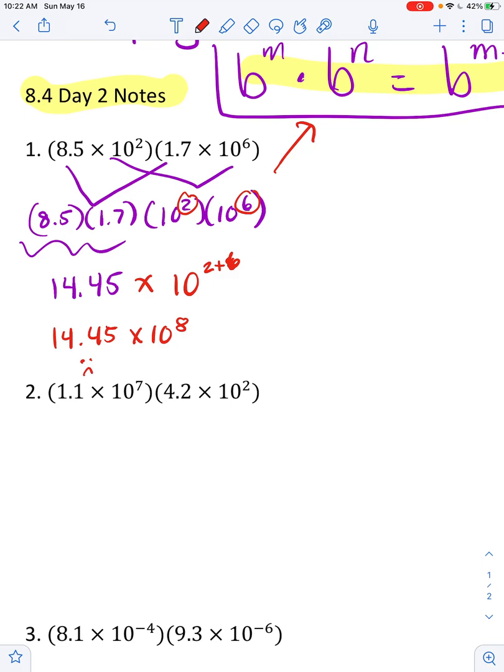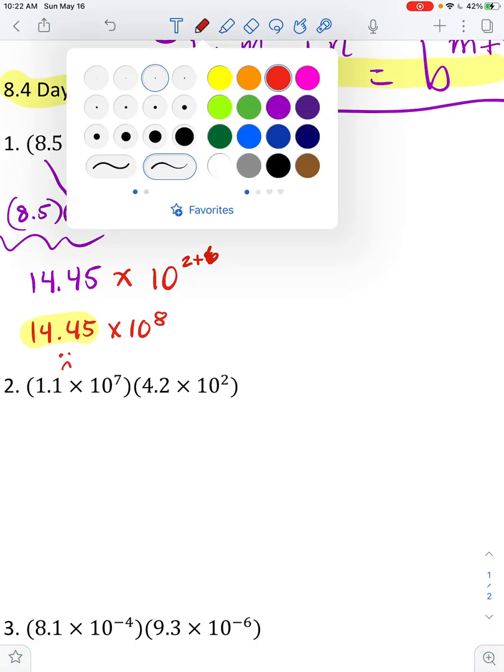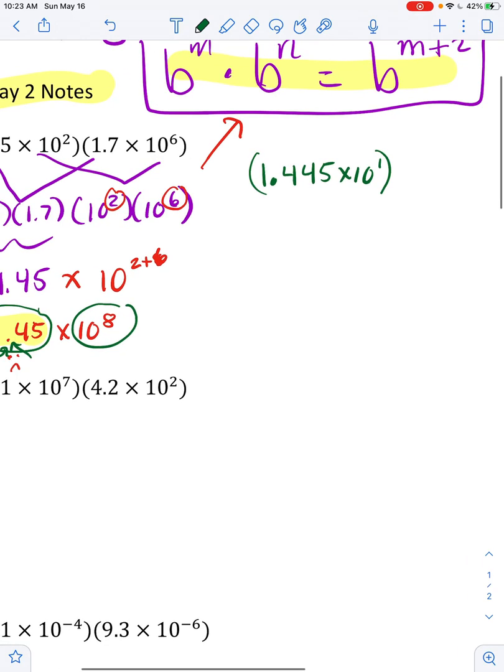But the problem is right here, this number, 14.45, is not in scientific notation, because 14 is greater than 10. It's more than one digit. So I'm going to now take this part and do what we did yesterday in class. I'm going to go ahead and put that decimal where it belongs for proper scientific notation. It really is over here, which is 1 to the right. So writing that number in scientific notation, it would look like this. But then I still need to multiply that by this other 10 to the 8th.